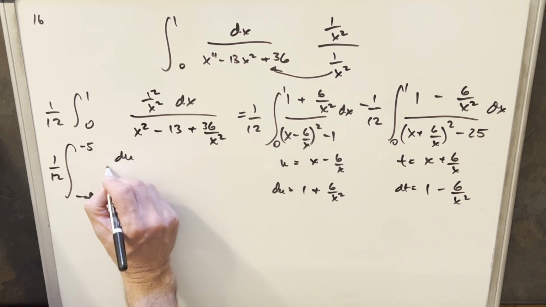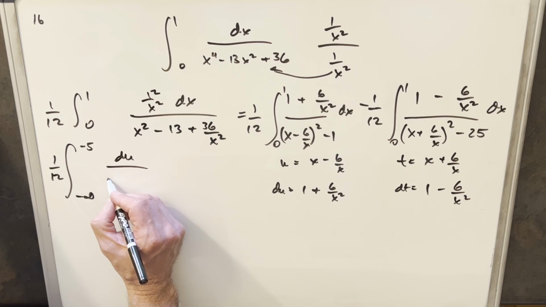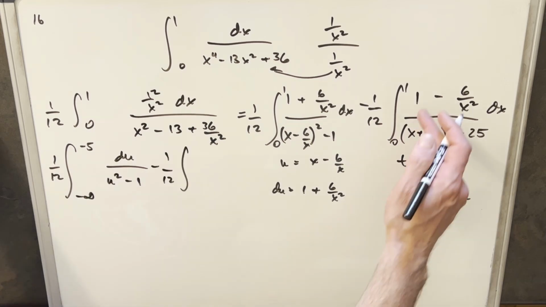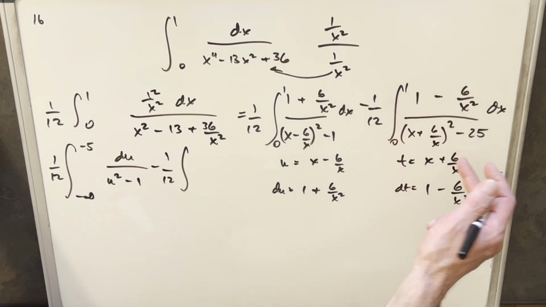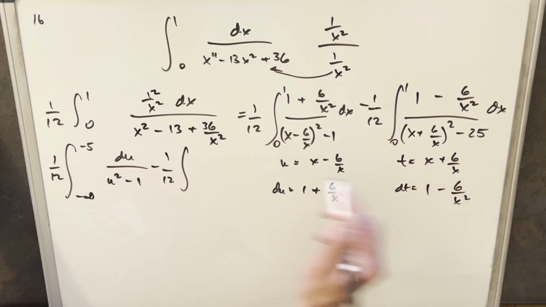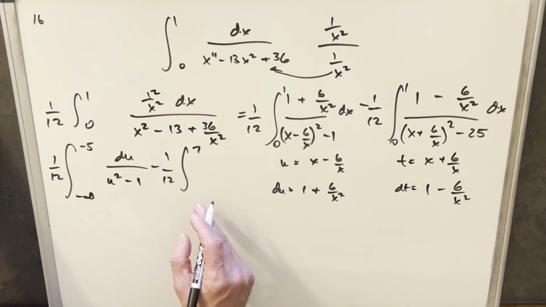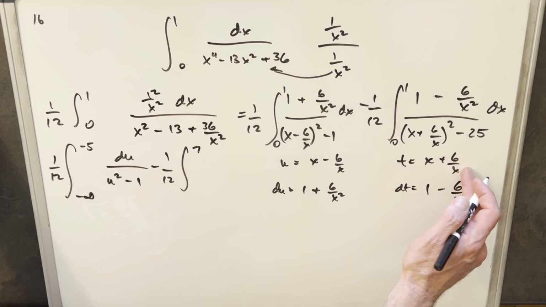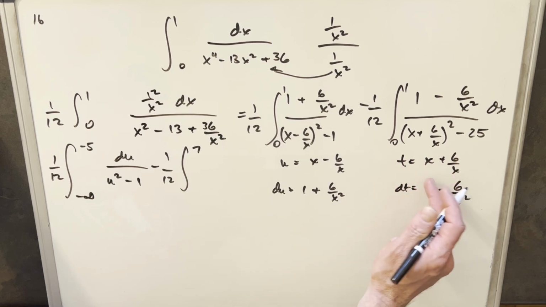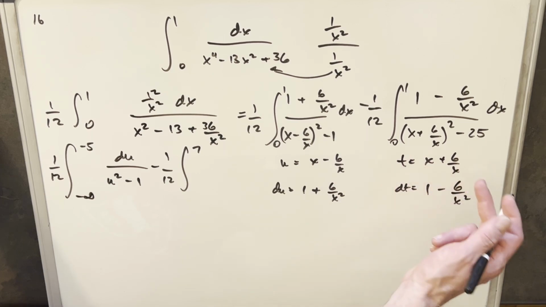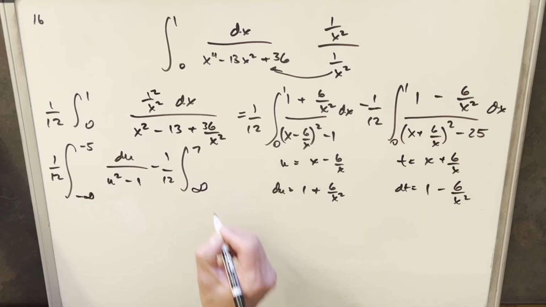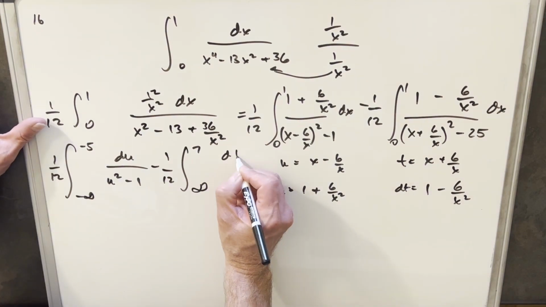Then we'll have our du in the numerator, and then our denominator is just going to be u squared minus 1. Now for the second integral, we're going to plug a 1 in here. We'll have 1 plus 6, so our upper bound is going to be 7. Then we'll plug a 0 in here. Same situation, we're going to be dividing by 0, so we have 0 plus 6 over 0, but that's actually heading towards infinity. Then we're going to have our dt.